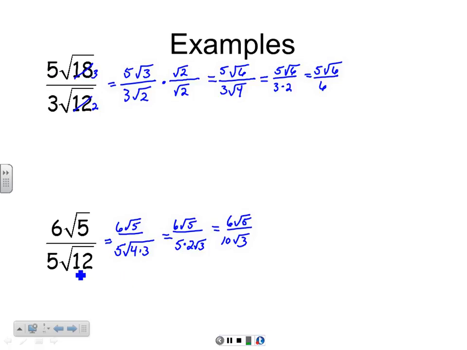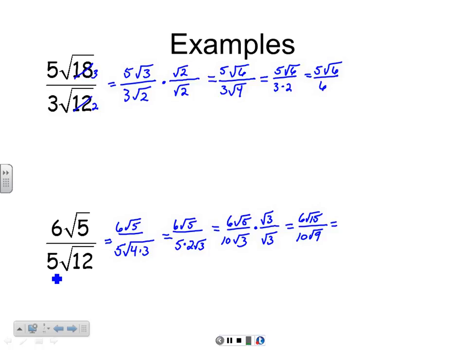But like I said, if you want to start by multiplying the top and the bottom by the square root of 12, that's fine. So now what I'm going to do is multiply the square root of 3 by something that's going to give me a perfect square. The square root of 3 times the square root of 3 is going to be 9. So 9 is a perfect square. So the top and the bottom. On the top I'm going to get 6 square roots of 15, and on the bottom I'm going to get 10 square roots of 9.